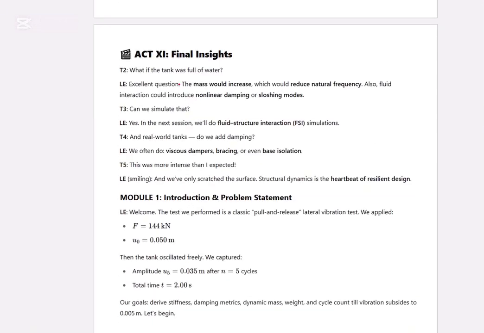Final question: what if the tank was full of water? The mass would increase, that would reduce the natural frequency. Also, fluid interaction would introduce nonlinear damping. Can we simulate that? In the next section, we can see it.